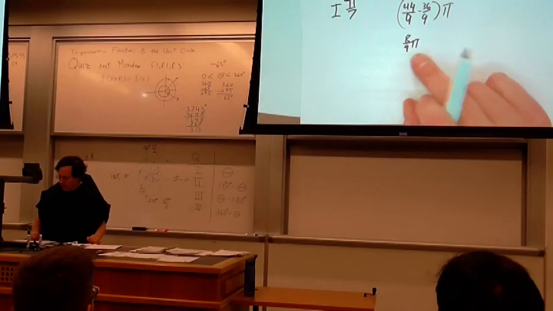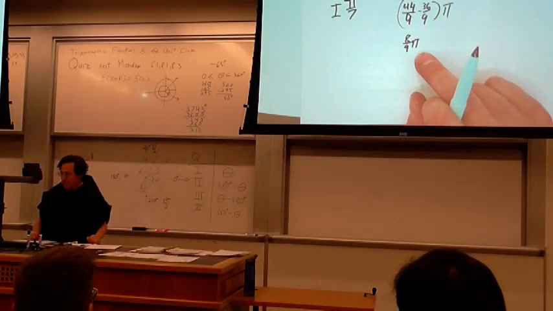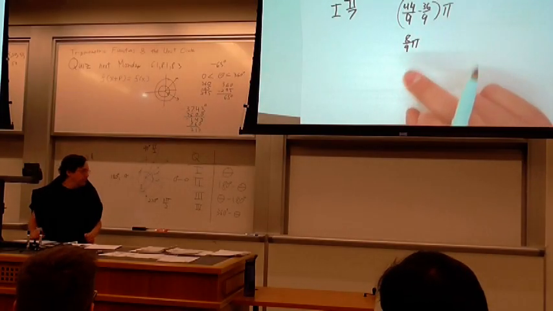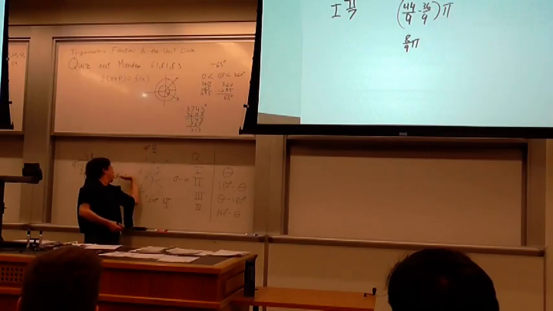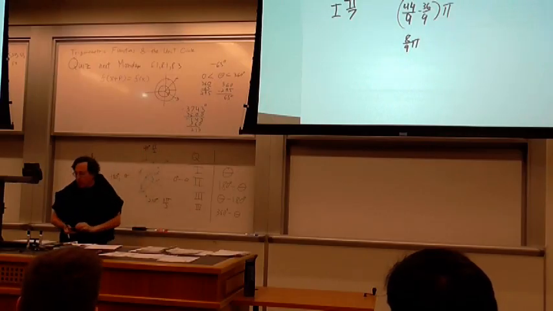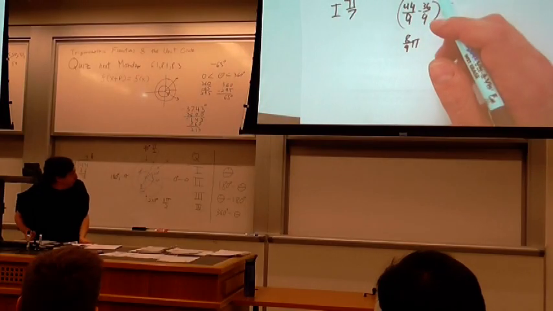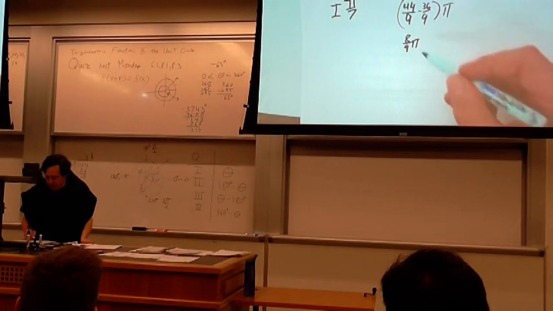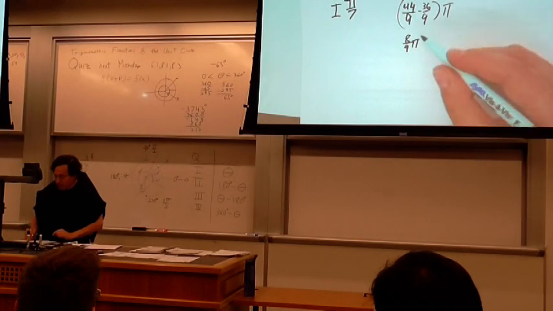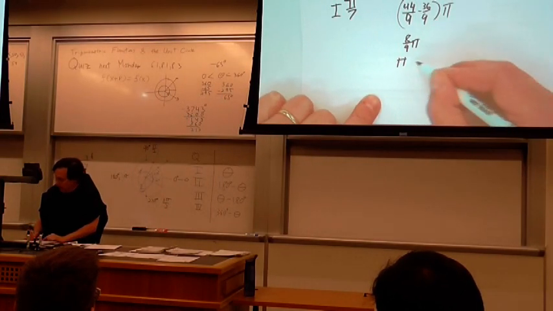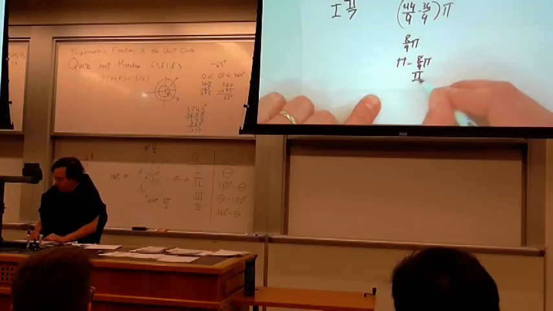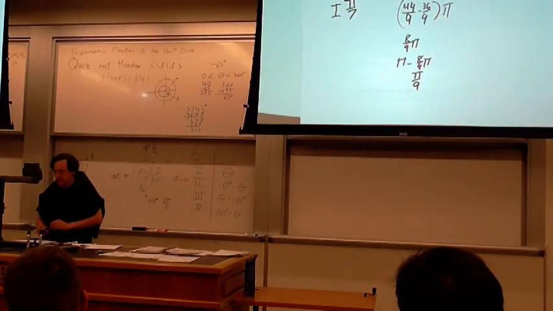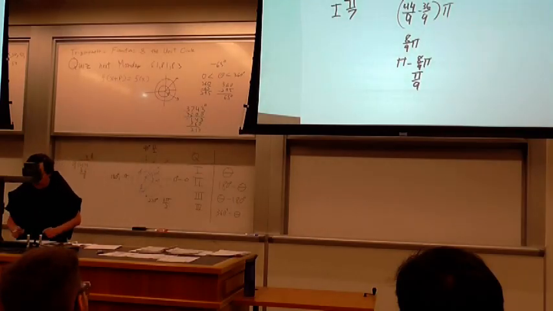Now, 8 ninths pi is where? Second quadrant, right? It's almost pi, right? It's greater than pi over 2. All right. So in the second quadrant, I want to subtract this angle from 180, which is pi, right? So it's going to be pi minus 8 ninths pi, or pi over 9. Little different orientation here.